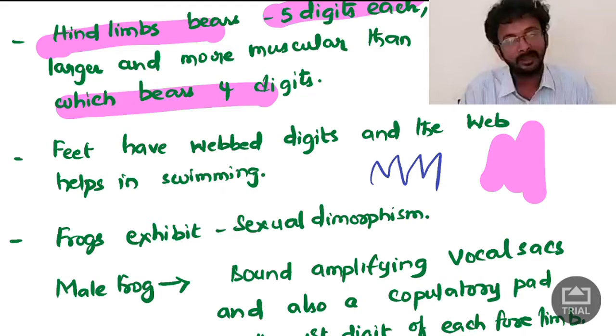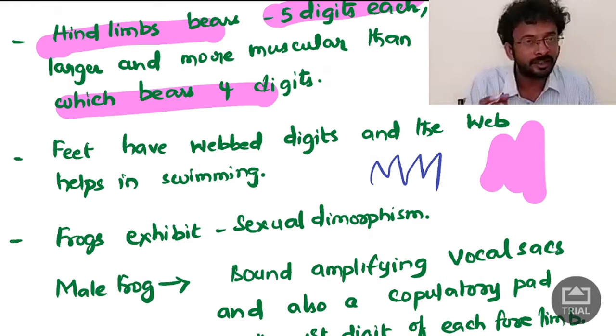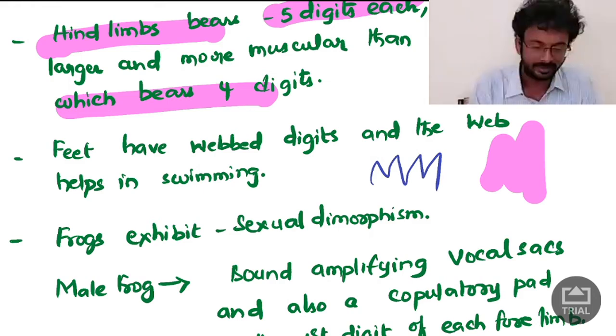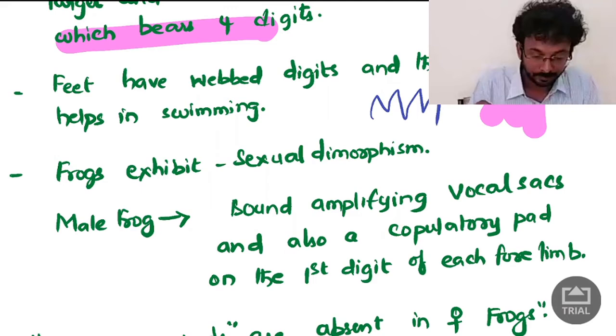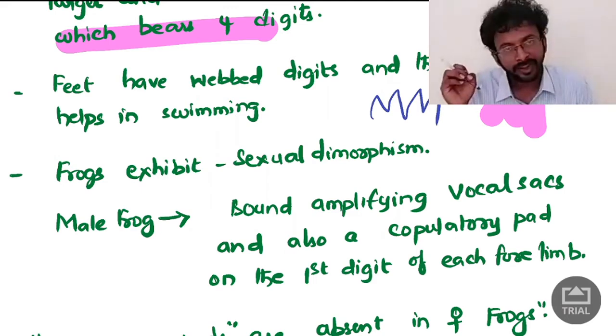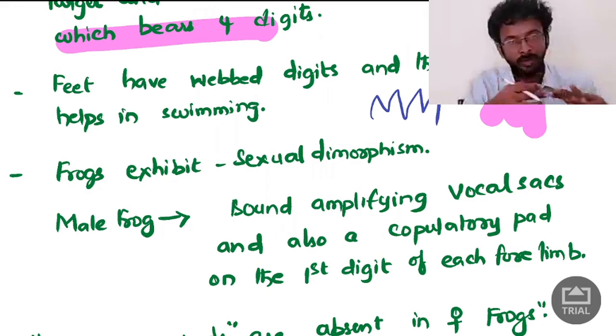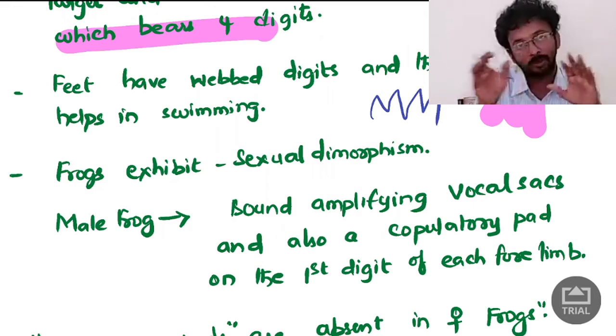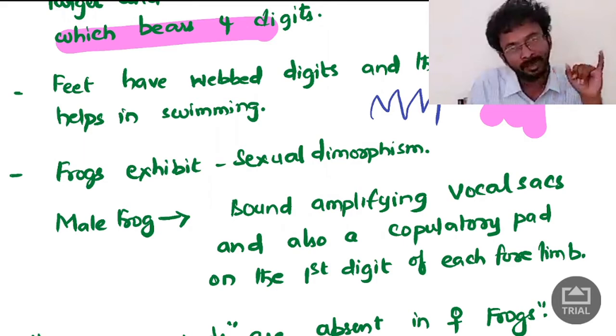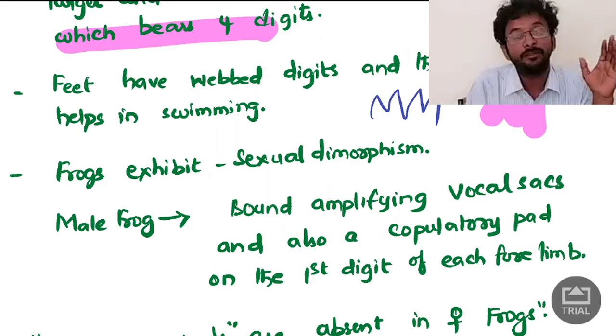Frogs exhibit sexual dimorphism. To differentiate between male frog and female frog: male frog has sound amplifying vocal sacs and also a copulatory pad on the first digit of each forelimb. There are 2 forelimbs, each with 4 digits. The first digit of a forelimb has copulatory pads which are absent in female frogs.